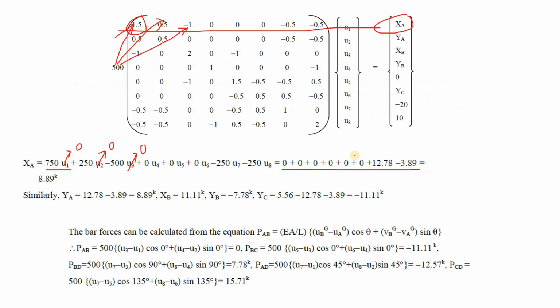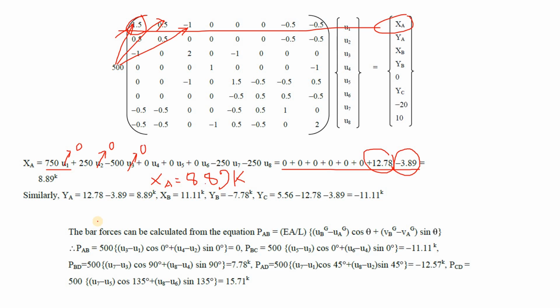If you put the values right over here with minus 250 into U7 and minus 250 into U8, we'll end up with positive 12.78 minus 3.89. So we have 8.89 K. So XA is equal to 8.89 kips. Okay, similarly we can calculate Y2 and XB, then YB, YC, and all those things.